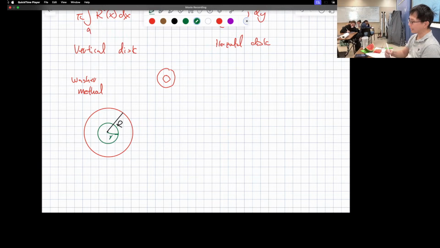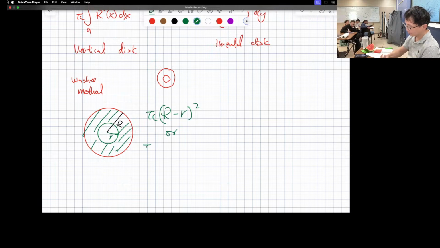So if I want to find the area of this region here, you're going to tell me which one. Whether it's R minus r squared, or R squared minus r squared. Which one is the right answer? This is very, very confusing for a lot of students. Is it the first one or the second one?